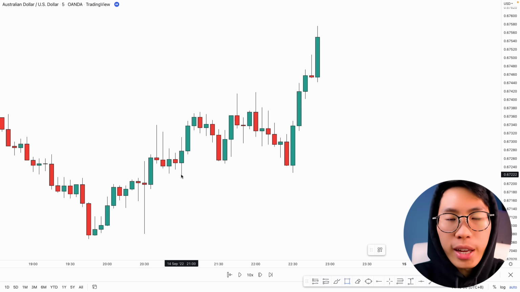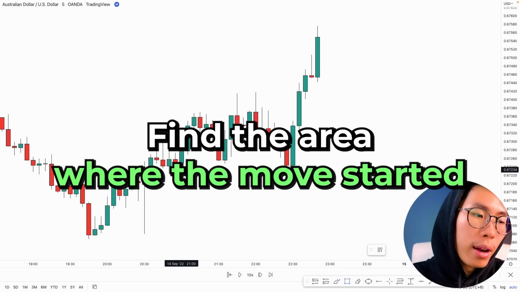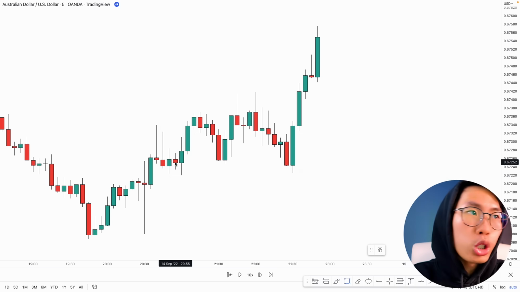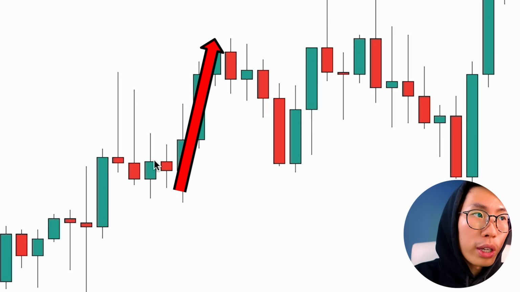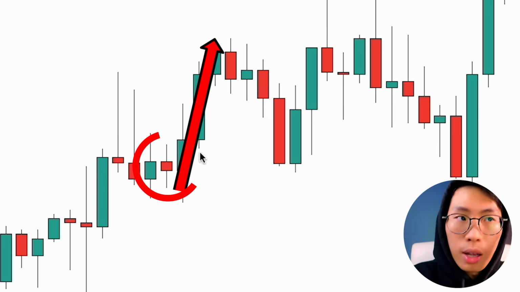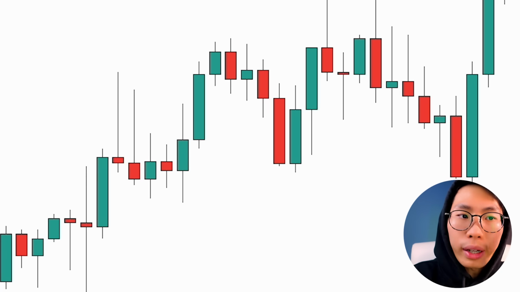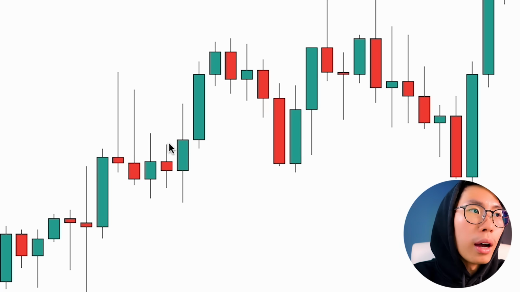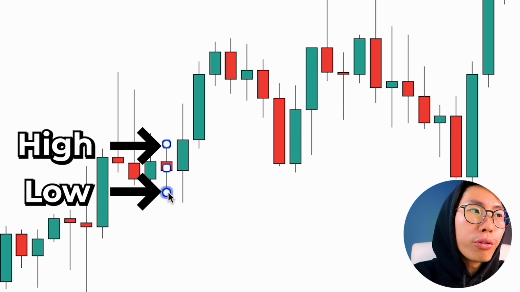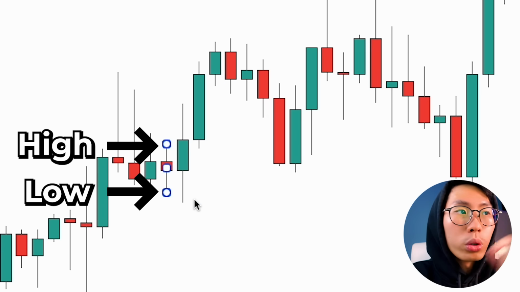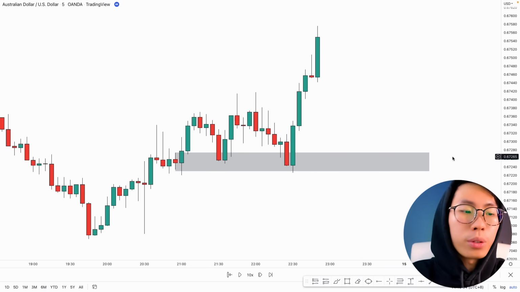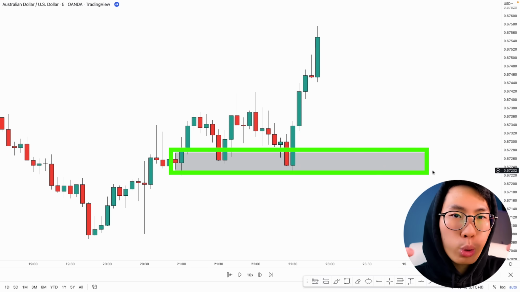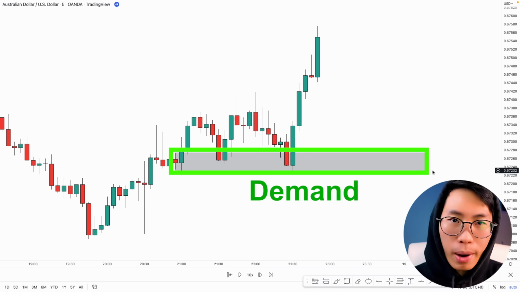So the next step is that you want to find the area where the move started. So this up move right here started from the previous candle. So this is the previous candle right here. So in this case, what you want to do is to take out your rectangle tool and mark the high and the low of the previous candle. So just draw like a little box and drag it all the way out here like this. So now the area between these 2 lines will become the demand zone.